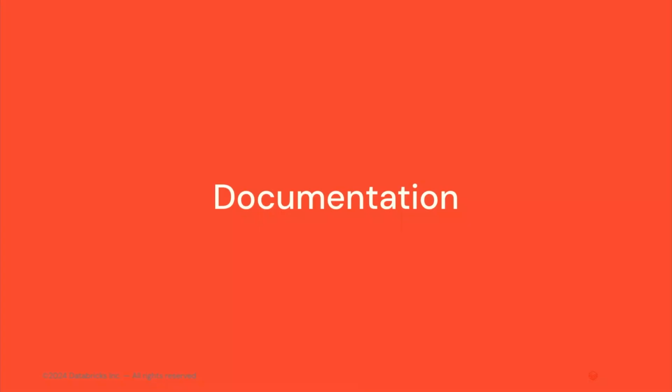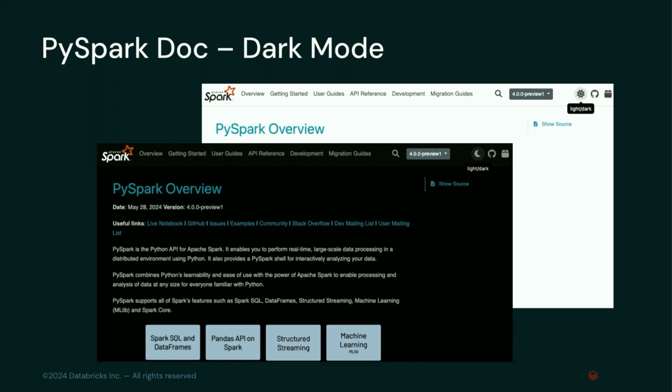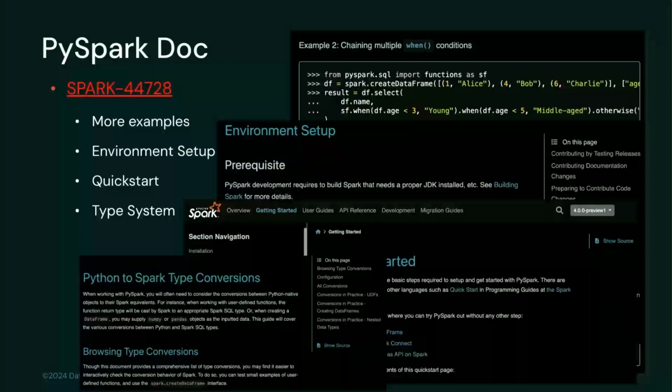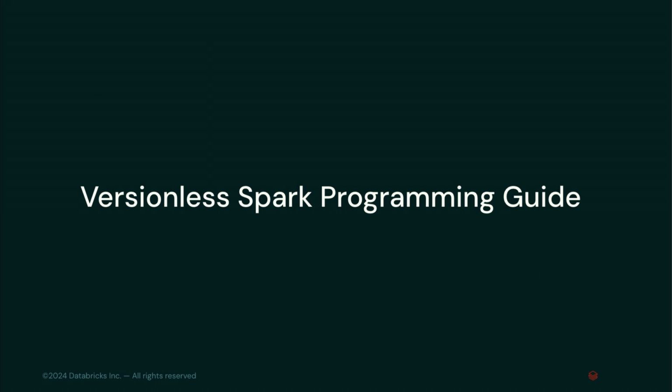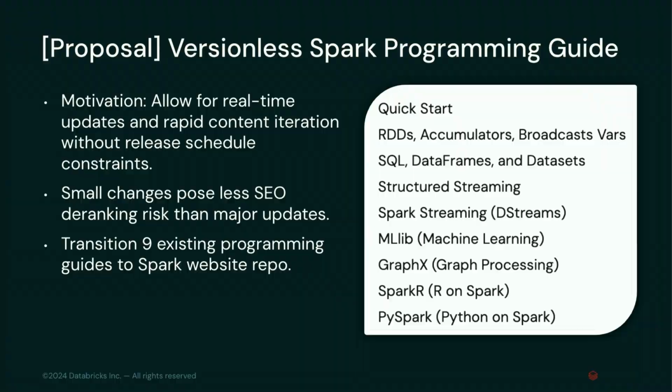This is pretty useful for most developers. Documentation: Spark 4 improves our documentation in many different ways. We introduced a dark mode. We added many examples. We also added an environment setup guideline and more quick starts. We also added a refined type system explanation for PySpark. And we are also discussing in the community that in the future we might introduce versionless documentation. So this is still ongoing.